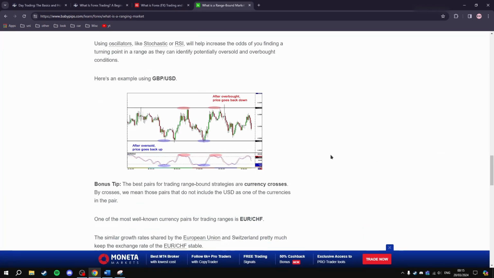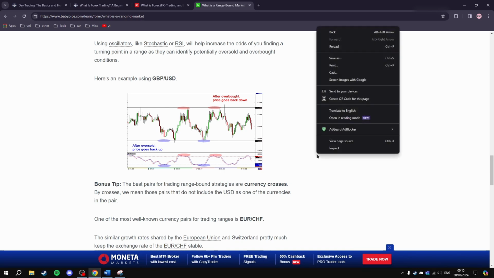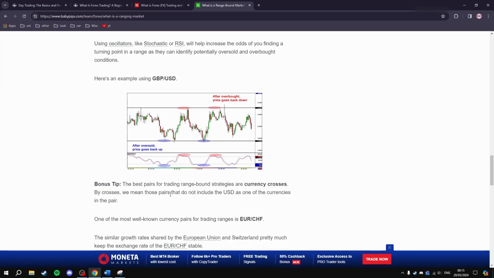Bonus tip: the best pairs for trading range-bound strategies are currency crosses. By crosses, we mean those pairs that do not include the USD as one of the currencies in the pair.